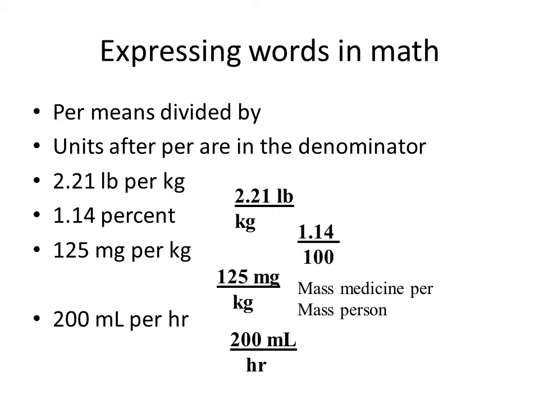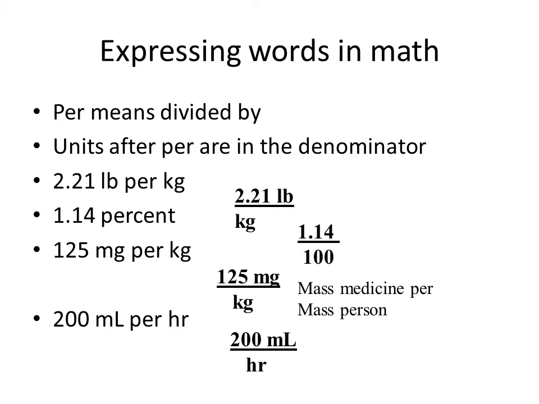So, for example, we have here 2.21 pounds per kilogram. Because kilogram comes after the per, it goes in the denominator. And if there's two pers after a unit, for instance, if it says 150 milligrams per kilogram per hour, everything after that first per goes in the denominator. We'll see that later when we're doing drug conversion problems.